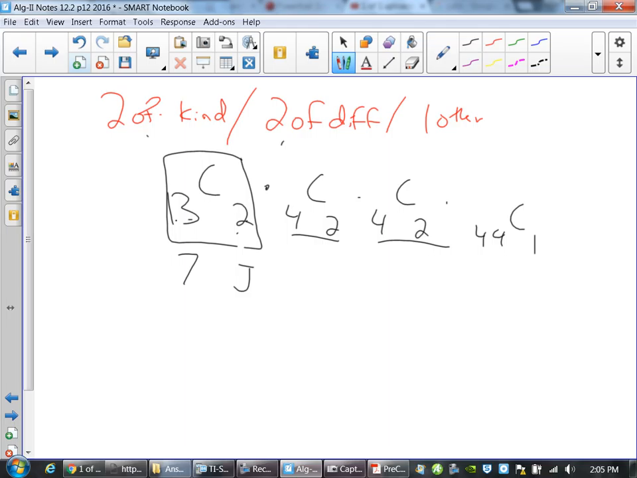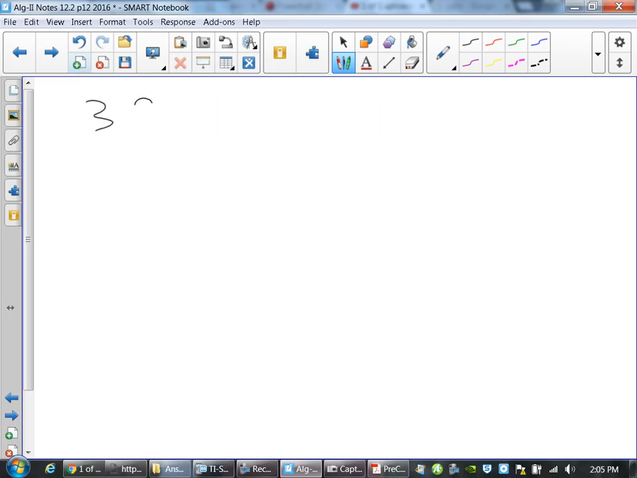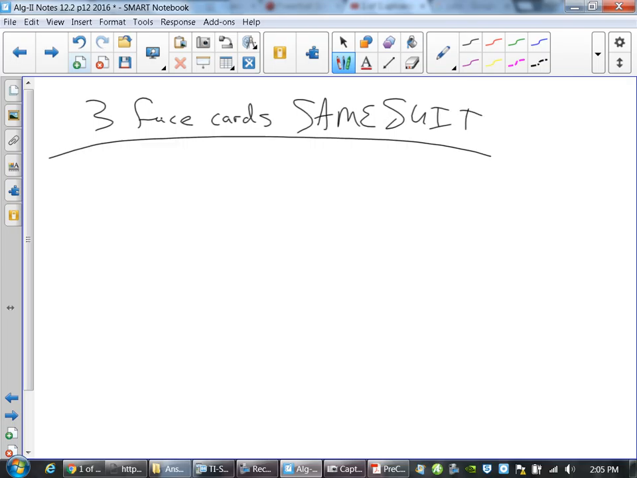You know what I mean? Where are we at? 3 face cards of the same suit and 2 other cards. I think this one is the toughest of them all because it's weird. We'll start with that. 3 face cards with the same suit. The idea here is that you have to have the same suit. How many suits are there? 4. How do you get the same suit?